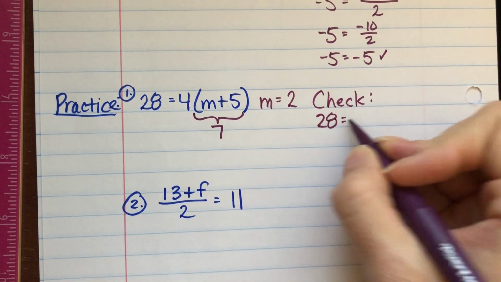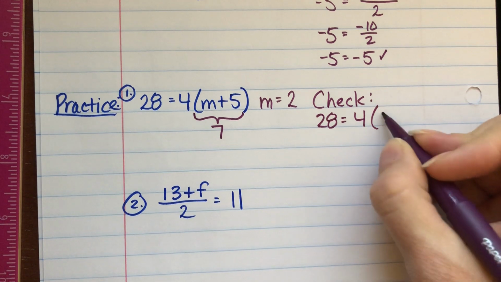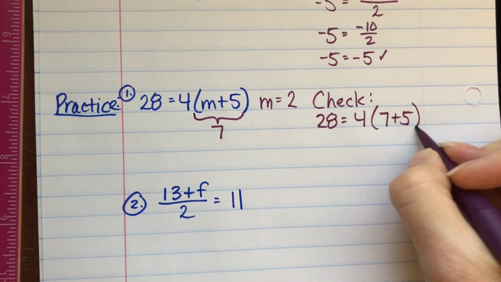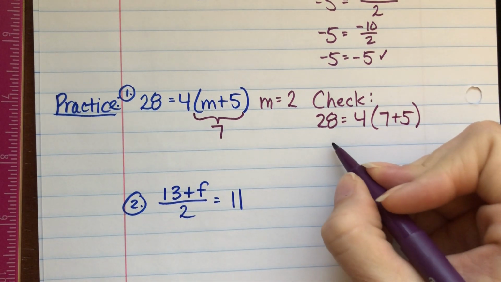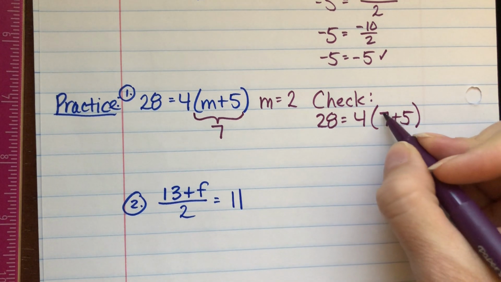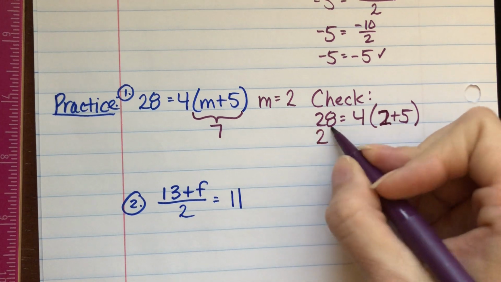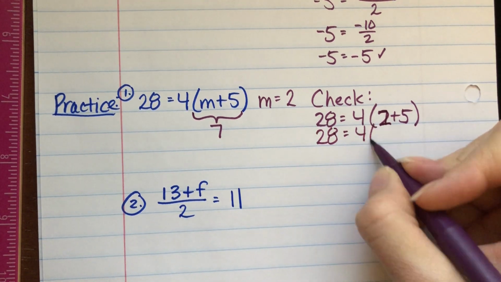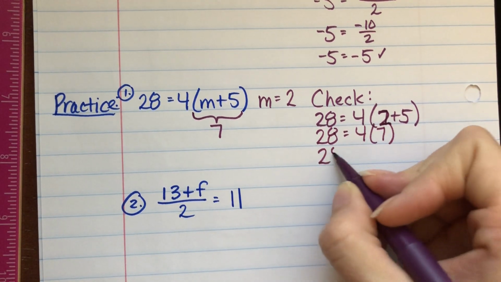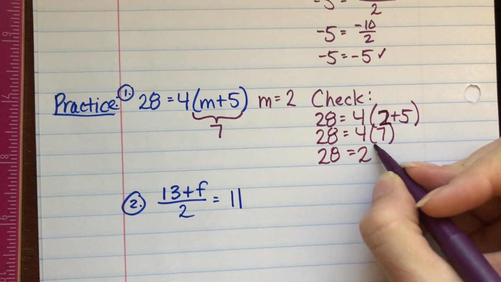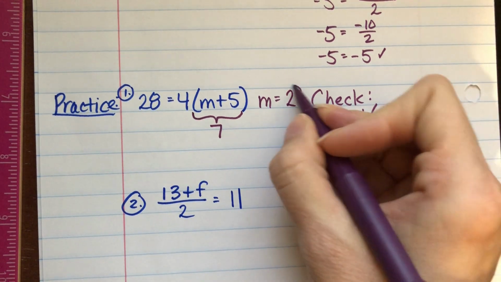So 28 is equal to 4 times 7 plus 5. And oops, sorry, not 7. We decided that the variable was 2. M is equal to 2. I was looking at that going, it just doesn't look right. And that is true, it does not look right. All right, yeah, we're good, that works.